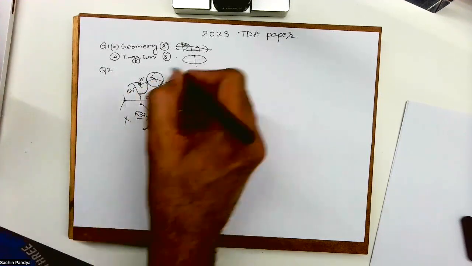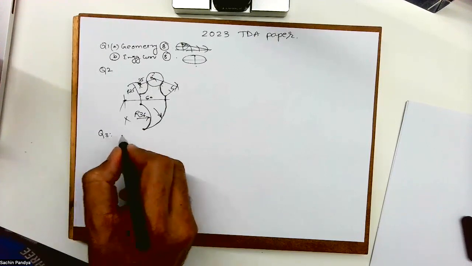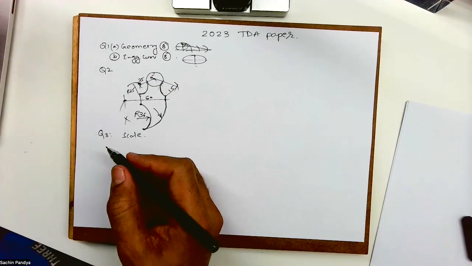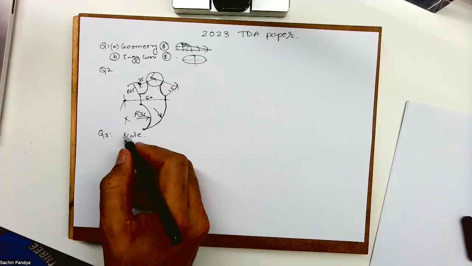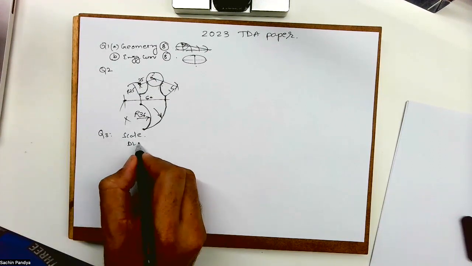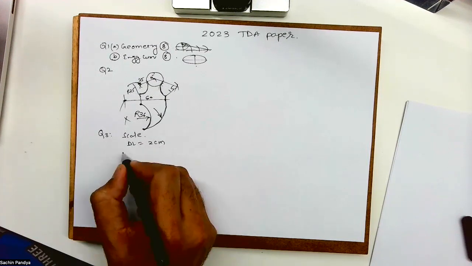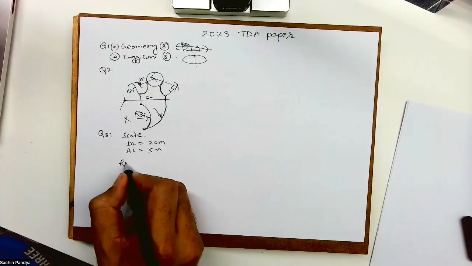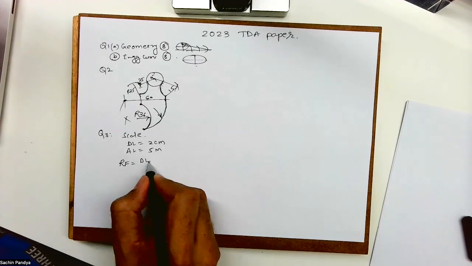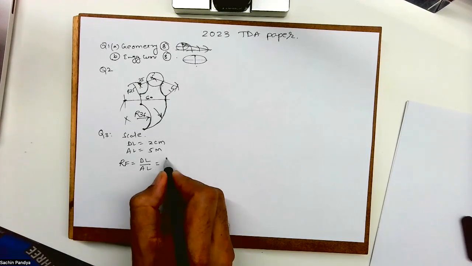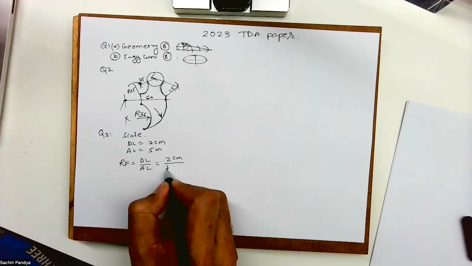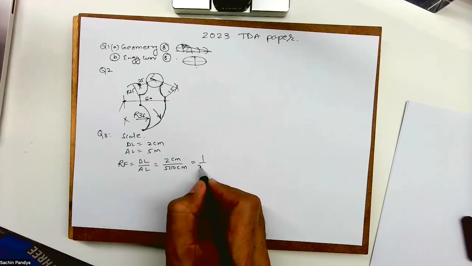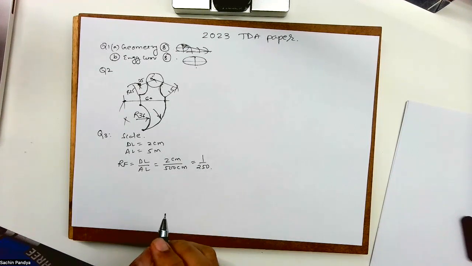And question number 3, we'll see. Question number 3 was scales. It's a plane scale sum. On a map, a line 2 centimeter long was marked as 5 meter. So drawing length is how much? 2 centimeter. Actual length is how much? 5 meter. So how much is RF? RF is drawing length upon actual length. So that is 2 centimeter upon 500 centimeter. So that is 1 upon 250 is RF.